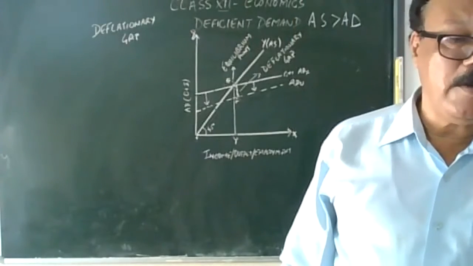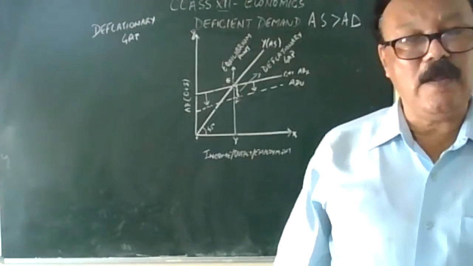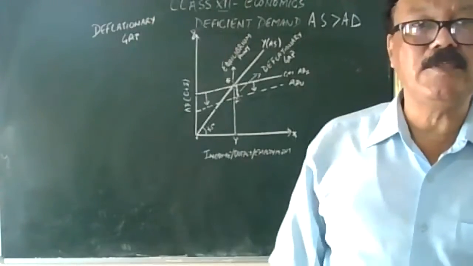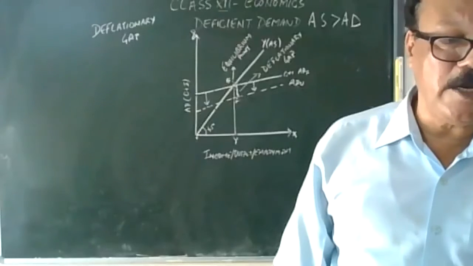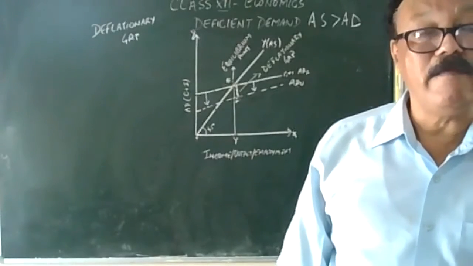Okay, and I had given you what happens on the general price level. Deficit demand means the demand is not much, supply is most. What happens? Price comes down. So there is an effect on the general price level. That is, there will be a fall in the price level.